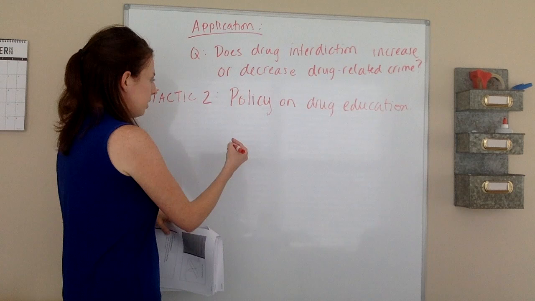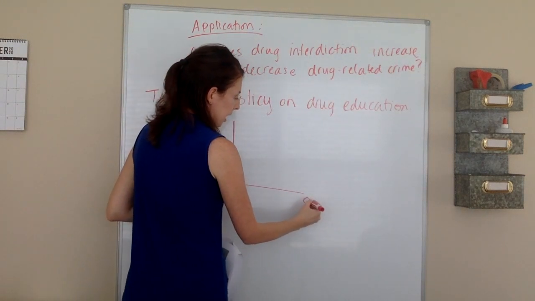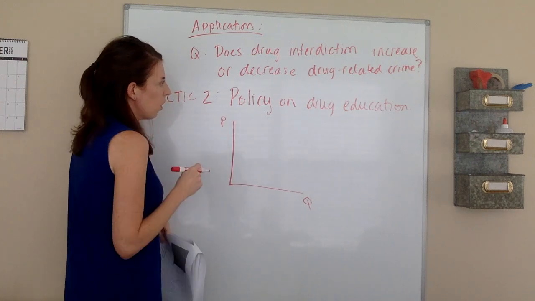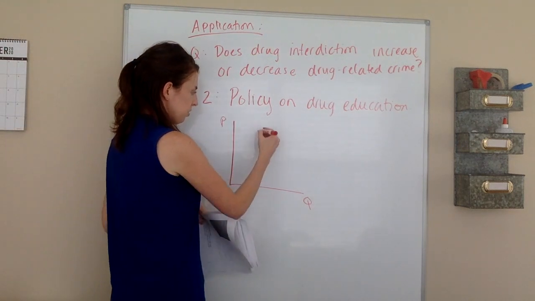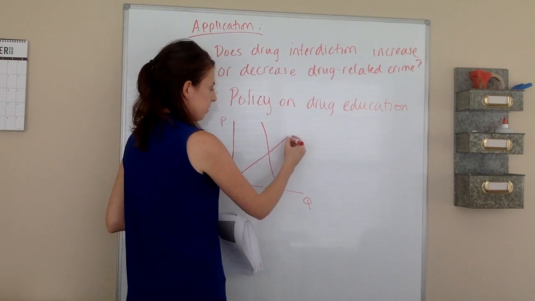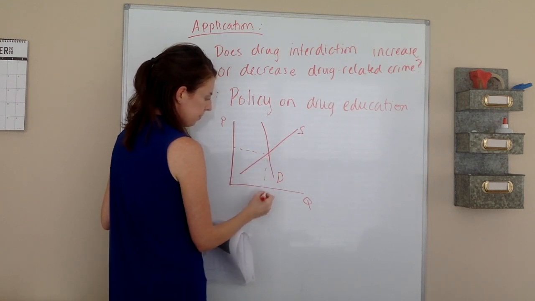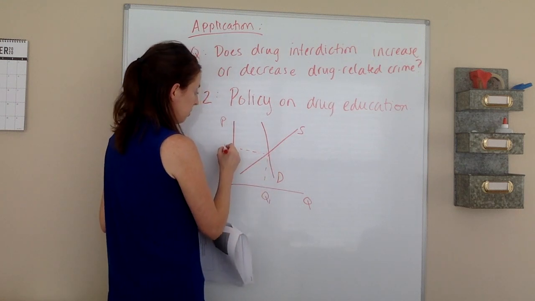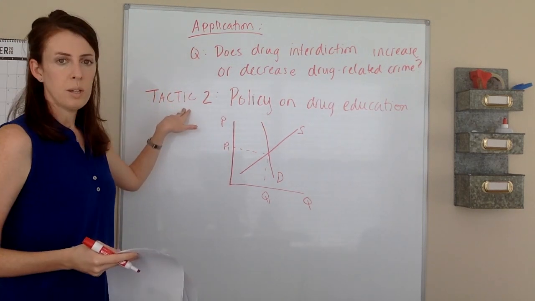So what we're going to do again is think about the market for illegal drugs. What we have already decided is that there's going to be a demand curve that's pretty steep. There's going to be some supply curve. There's going to be some original price and quantity in the market before the government steps in. And now let's think about what would happen following this.